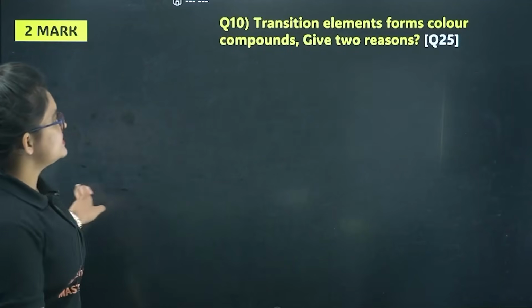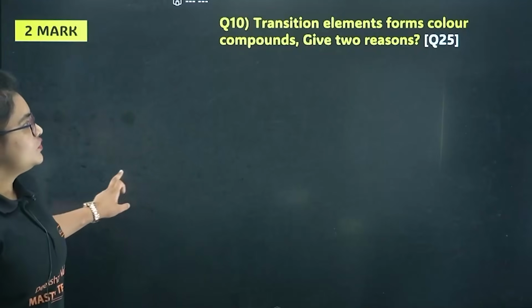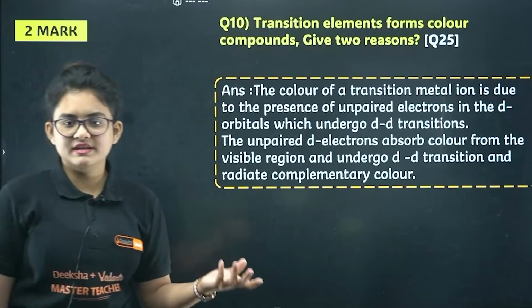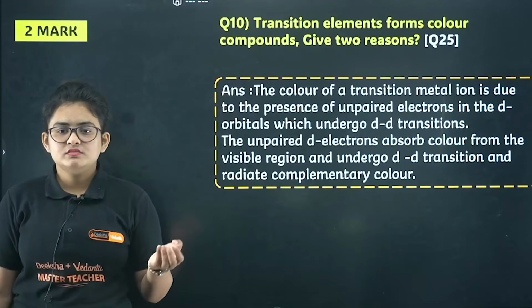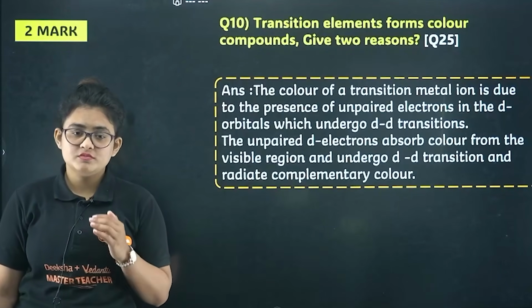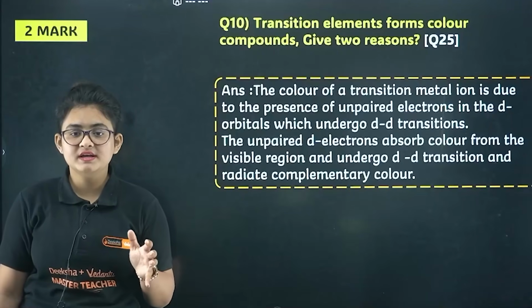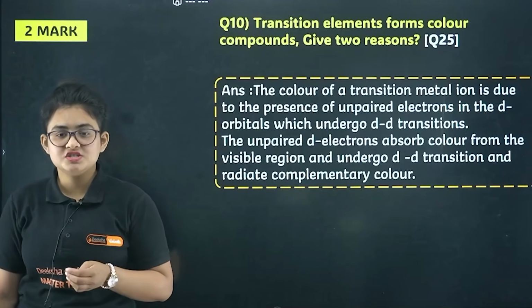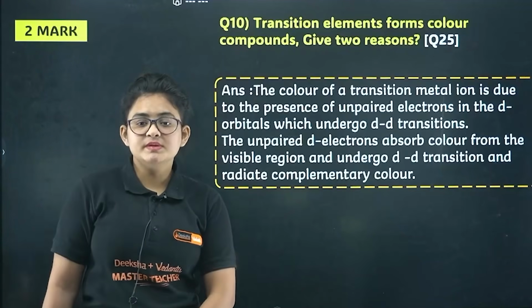Okay, let's proceed. Transition elements form colored compounds. Give two reasons. First, it is a d-d transition that I already explained. So unpaired electrons should be there and a partially filled d orbital should be there. It will undergo d-d transition, right? As a result of this, it will radiate the complementary color.